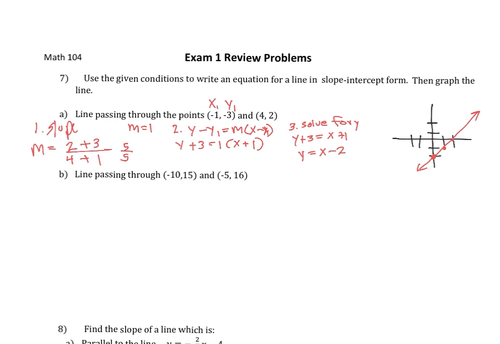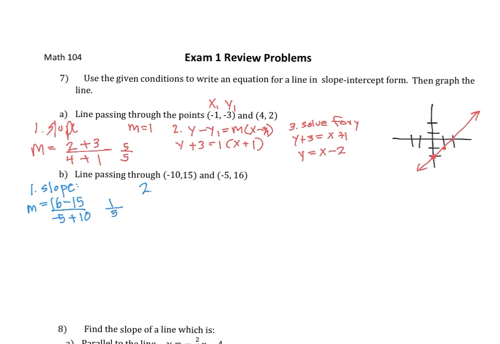Okay, for the second problem, the points are a little bit bigger, so let's find the slope. Okay, so our slope is 16 minus 15 over negative 5 minus negative 10, so plus 10. So that's 1 over 5.